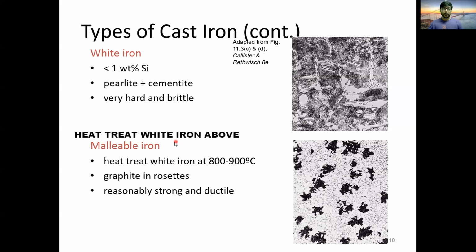Heat treatment: white cast iron can be heat treated to become malleable iron. Okay. White cast iron can be heat treated, and these are the malleable cast irons. So malleable iron has a heat treatment capability, which can be done at 800 to 900 degrees centigrade temperature. Graphite in rosettes, those black rosettes are graphite. So the carbon is trapped, and the ductility and strength can be improved.